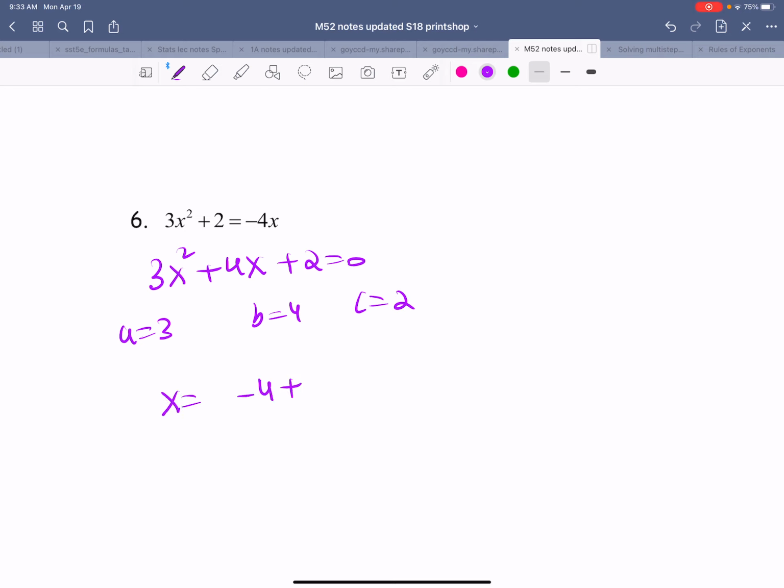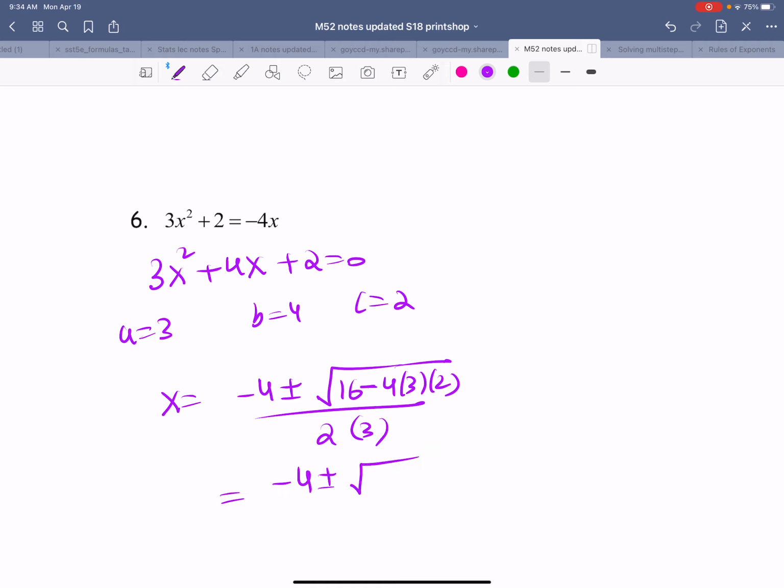x is -b plus minus square root of b squared minus 4 times 3 times 2 divided by 2 times a. Negative b, plus minus square root of 16 minus 4 times 3 is 12, 12 times 2 is 24, divided by 6. Negative 4 plus minus square root of 16 minus 24, which would be negative 8, over 6.